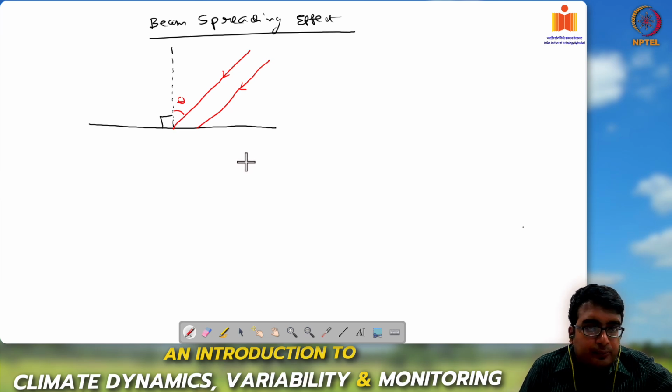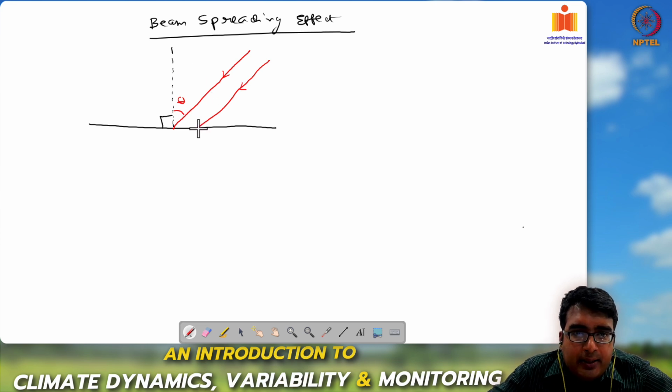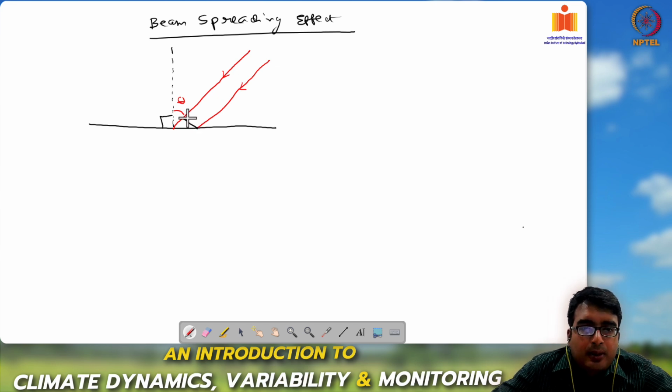Now the radiative flux that is normal to the sun's rays will be significantly larger than the radiative flux which is normal to the ground. And let us see how we can show this. Let us draw a line here connecting this point with this point in a perpendicular direction. So this angle is 90 degrees, this angle is also 90 degrees.